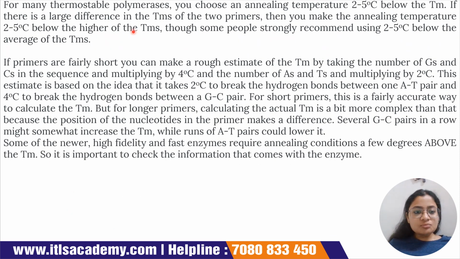So for many thermostable polymerases, we choose an annealing temperature of 2 to 5 degrees Celsius below the TM. क्योंकि मुझे TM पहुंचने से पहले ही सारा काम करना होगा. जैसे ही वो TM इंक्रीज हो जाएगा, हमारा दूसरे जगह में जाके वो बाइंड करने लगेगा.